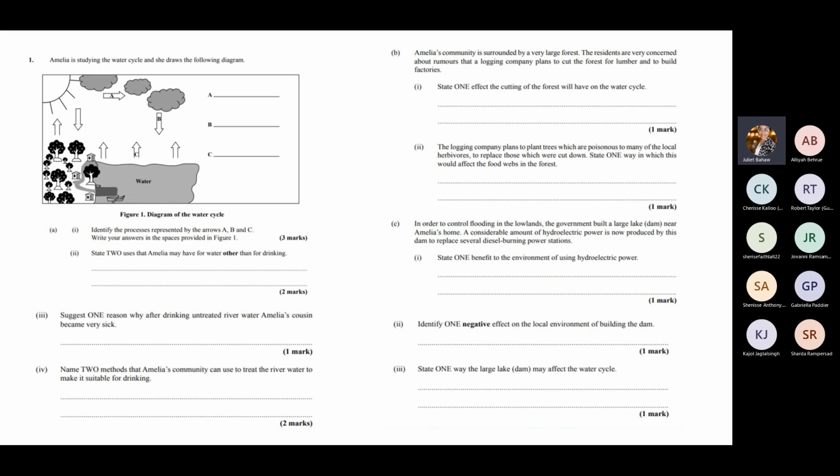Who didn't answer? Sharda? Yes, I had increase in evaporation, which means more water vapor enters the atmosphere, which will lead to increase in rainfall. Very good. So you actually talk about two ways there, so you could cut it down.